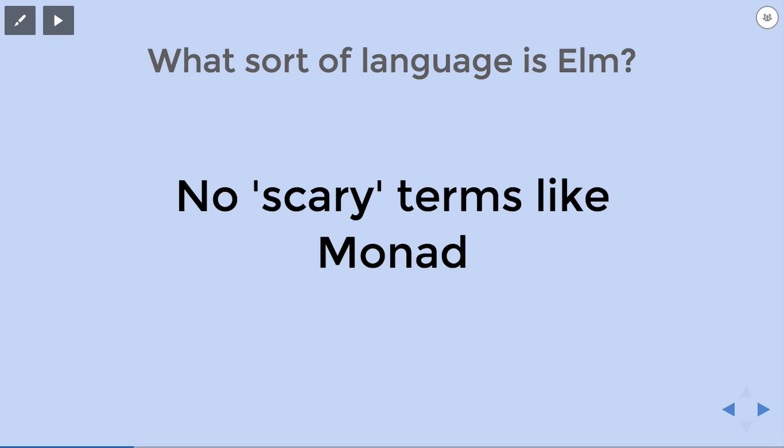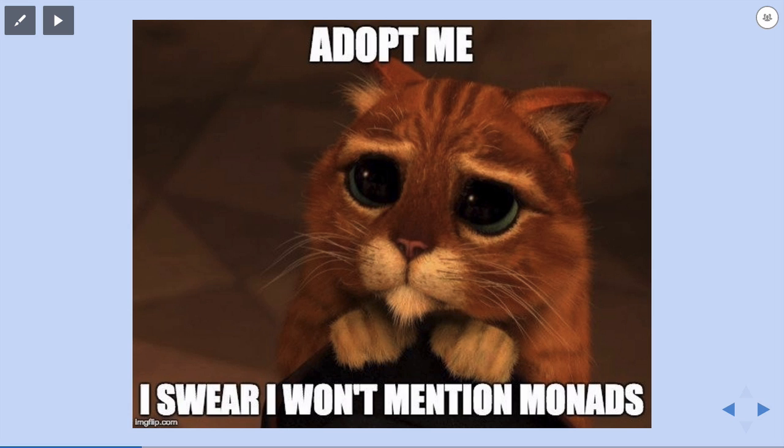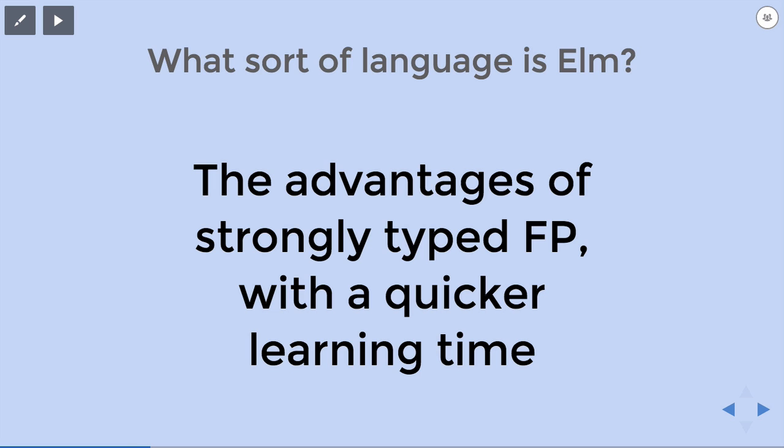You won't find any scary terms like monads or functors, that sort of stuff, monoids. It's pretty much like this. It asks you, please adopt me. I swear I won't mention monads. It seems to be working out for many people who are using Elm. So you get the advantages of strongly typed functional programming with a quicker learning time.